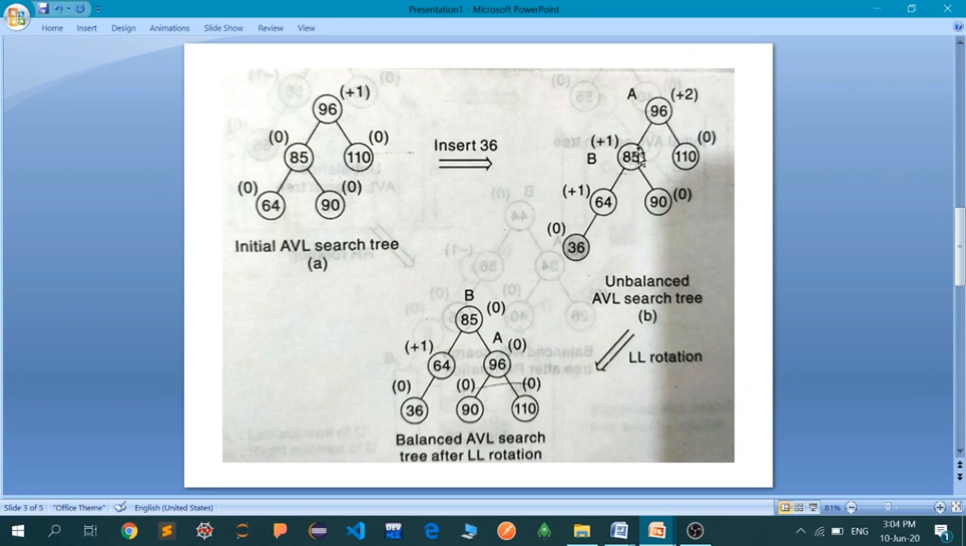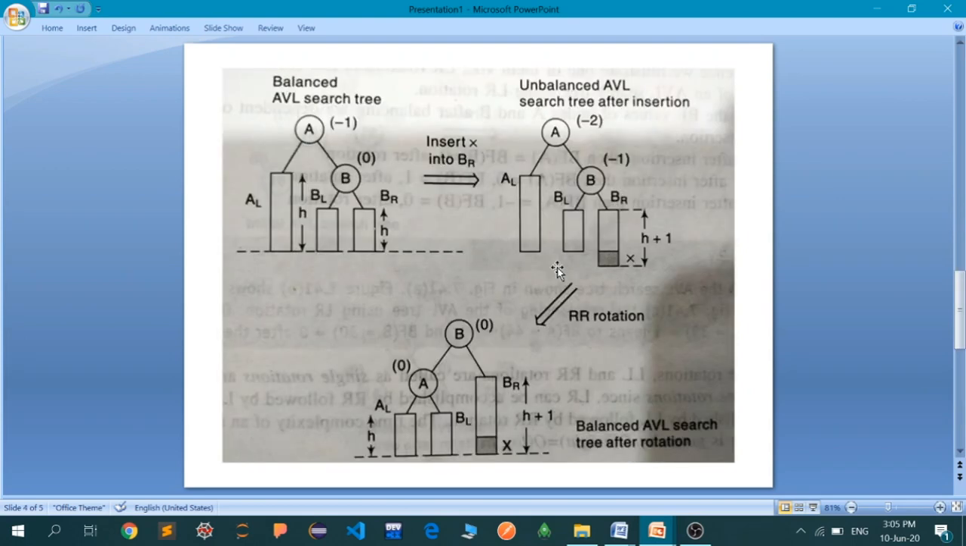Now the switching of loyalties: as you know, all the values of the nodes towards the left-hand side must be less than 85. So in that case, this 90 will attach itself to node A, that is 96. So this is how your left rotation will take place. Okay. Now exactly opposite is your right rotation.